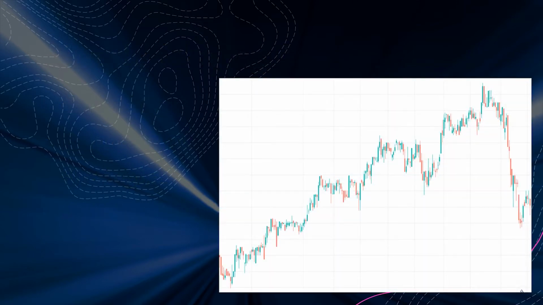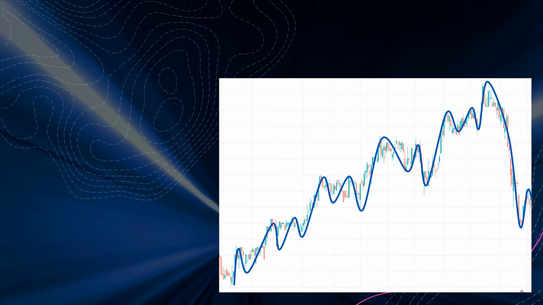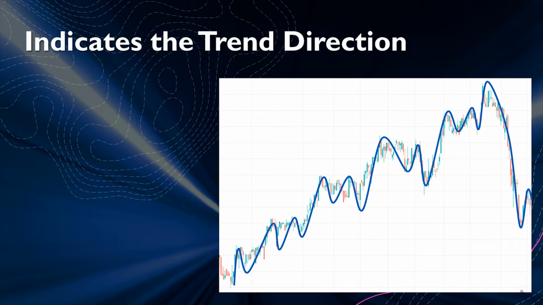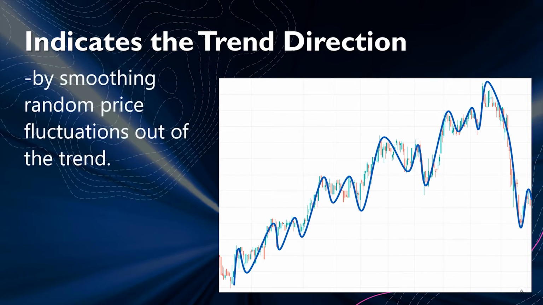When we look at a chart, we can visualize that the price doesn't go on a straight line but rather fluctuates as it moves through its primary trend. Moving average is used to indicate the direction of the trend. It works by smoothing out the random price movements out of the trend.